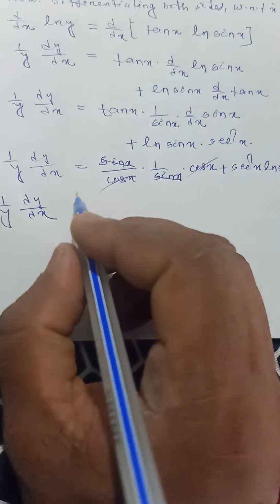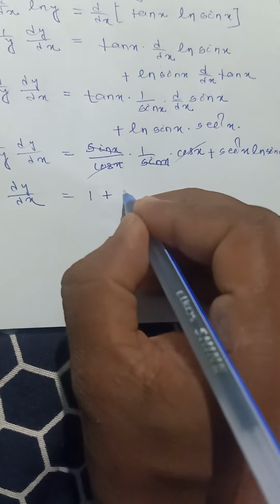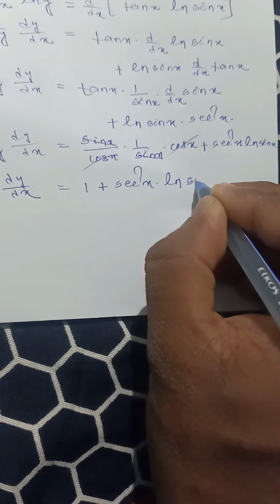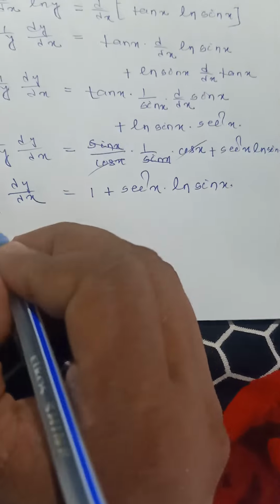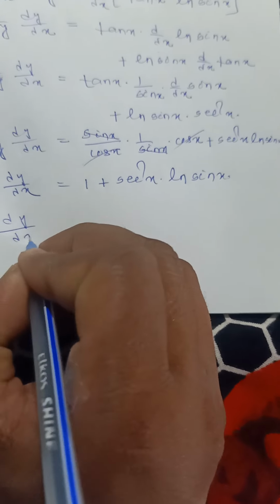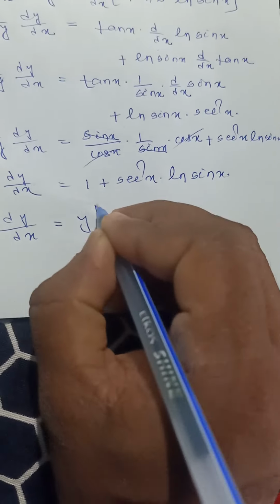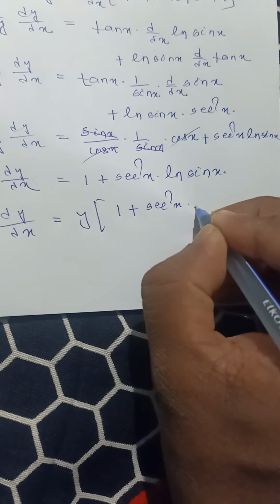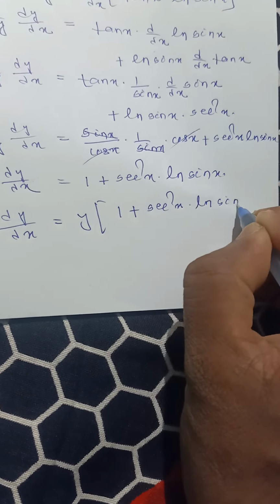Now 1 by y dy by dx, so here sin sin will be cut and cos cos will get cancel, so 1 plus sec square x into ln sin x, so dy by dx is equal to y times 1 plus sec square x into ln sin x.